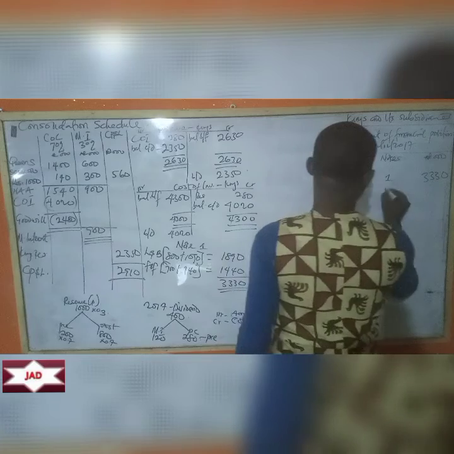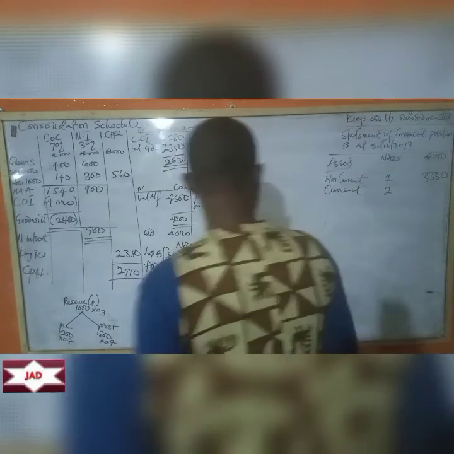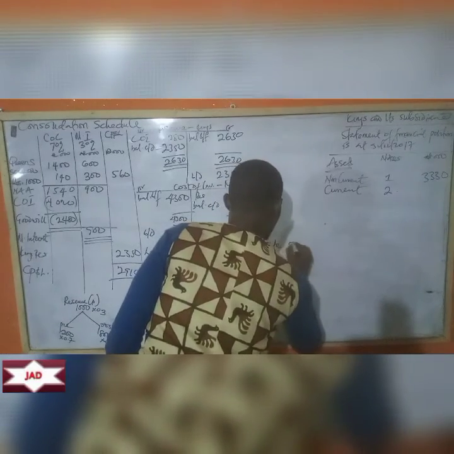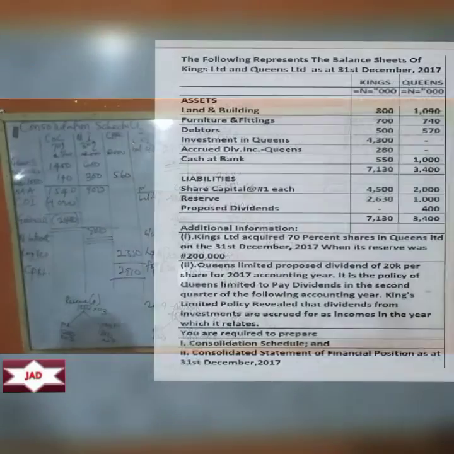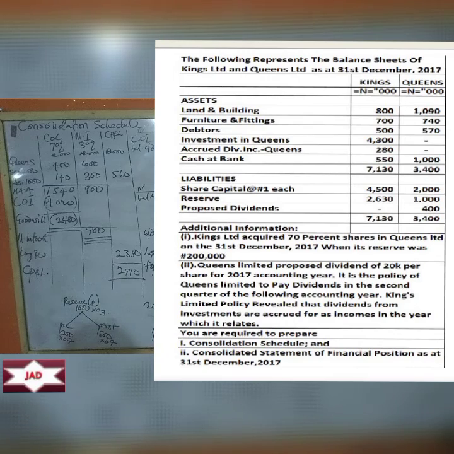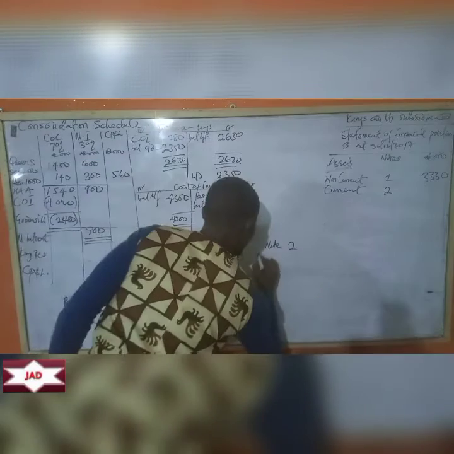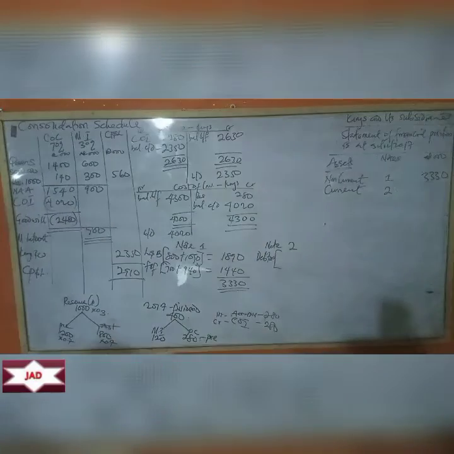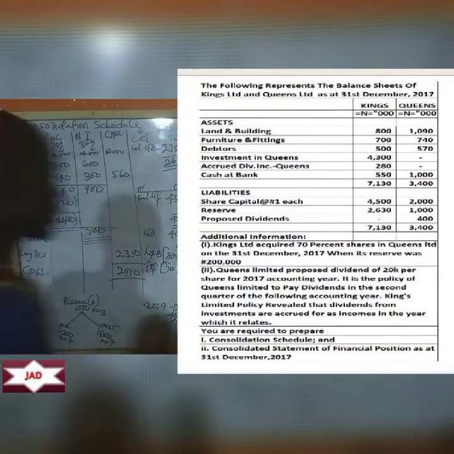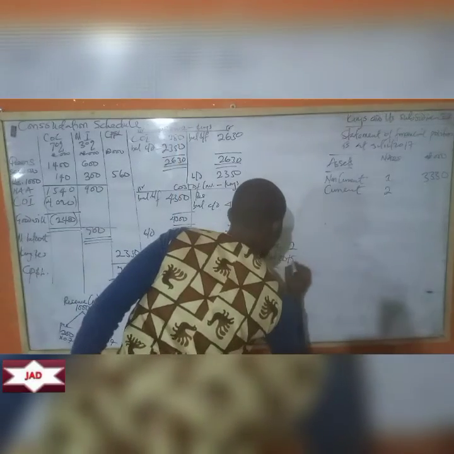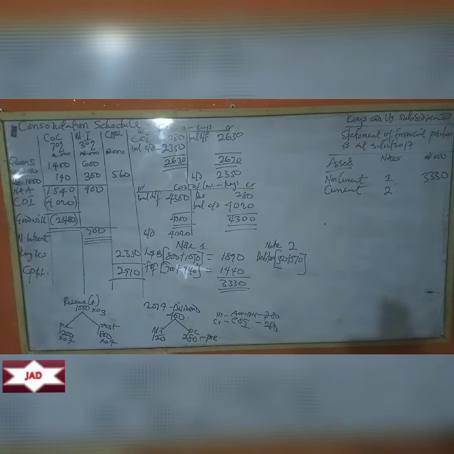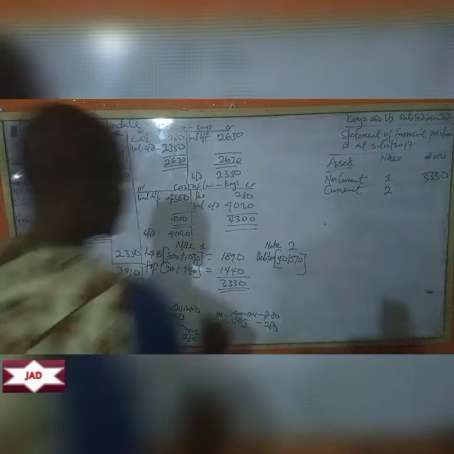So let's go now. We have the current assets, which will be known as Note 2. So let's put that here. Note 2. So what are the items? We have debtors. So what debt do we have there? 500, 570. So what do you have? 500 plus 570, 1070.